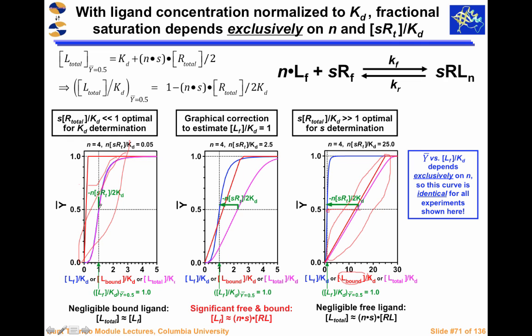In this case, bound is almost insignificant, free is about equal to total. In this case, free is insignificant, bound is about equal to total. The total ligand curve reflects primarily bound. Most of the ligand is bound, right? The blue curve here is insignificant compared to the red curve. The red curve here is insignificant compared to the blue curve. The total is just about equal to the free. In this case, the free is insignificant and the total is just about equal to the bound.